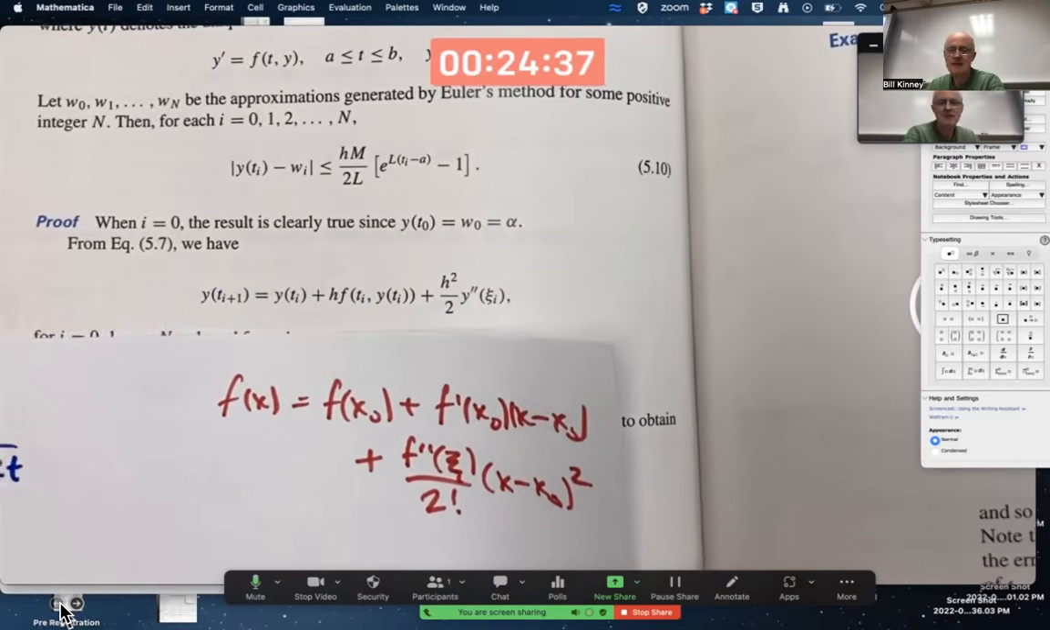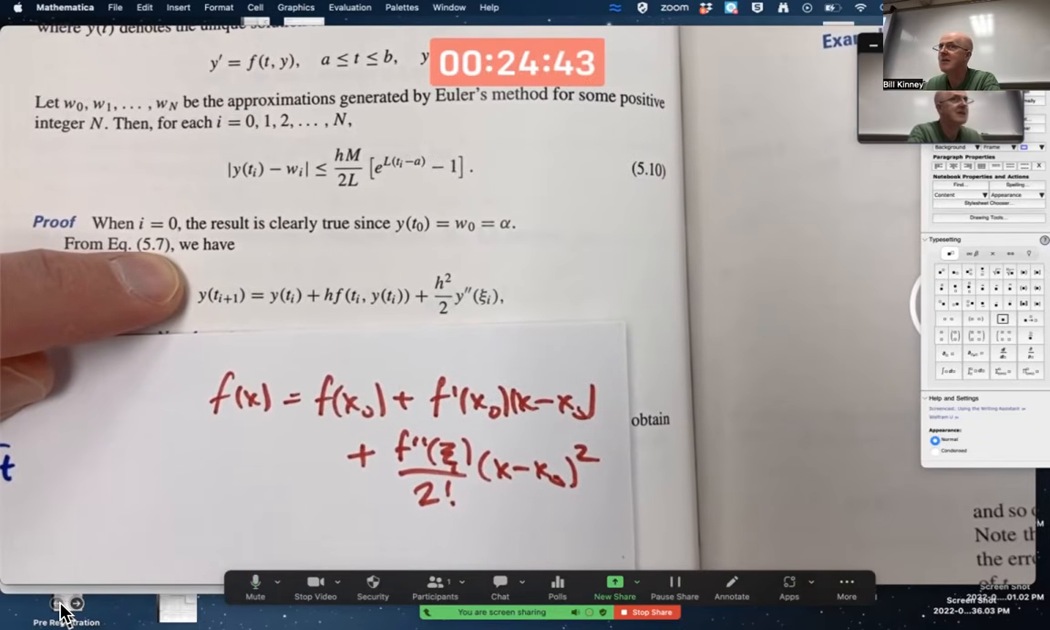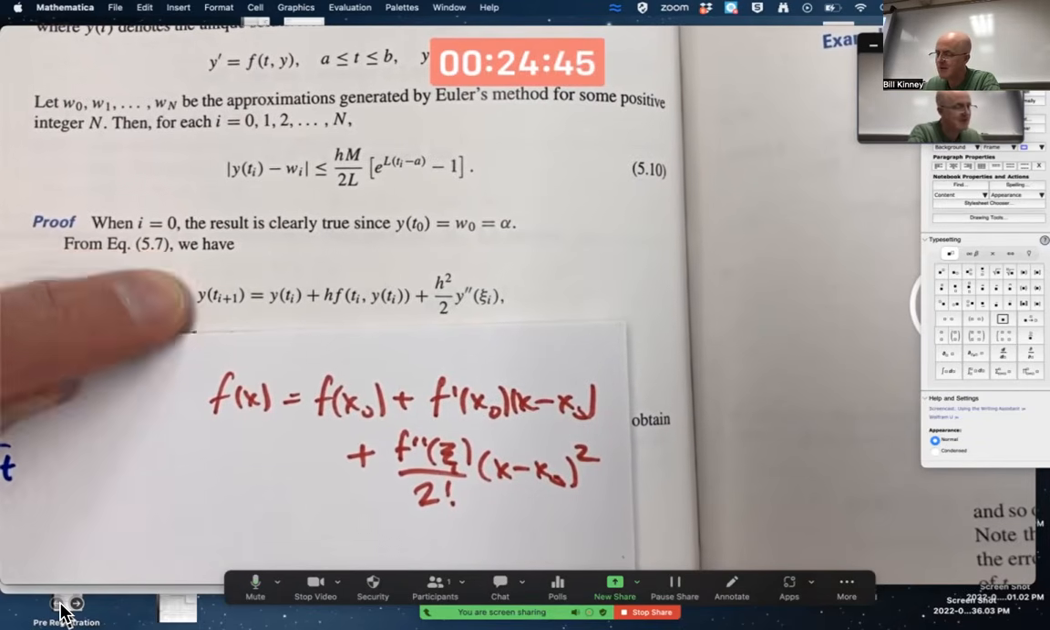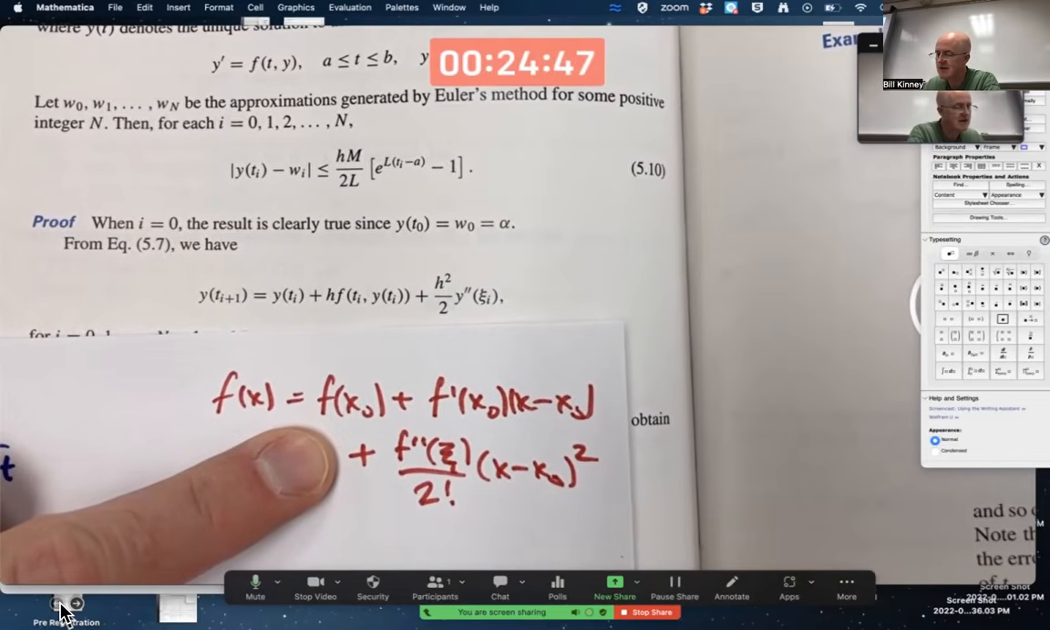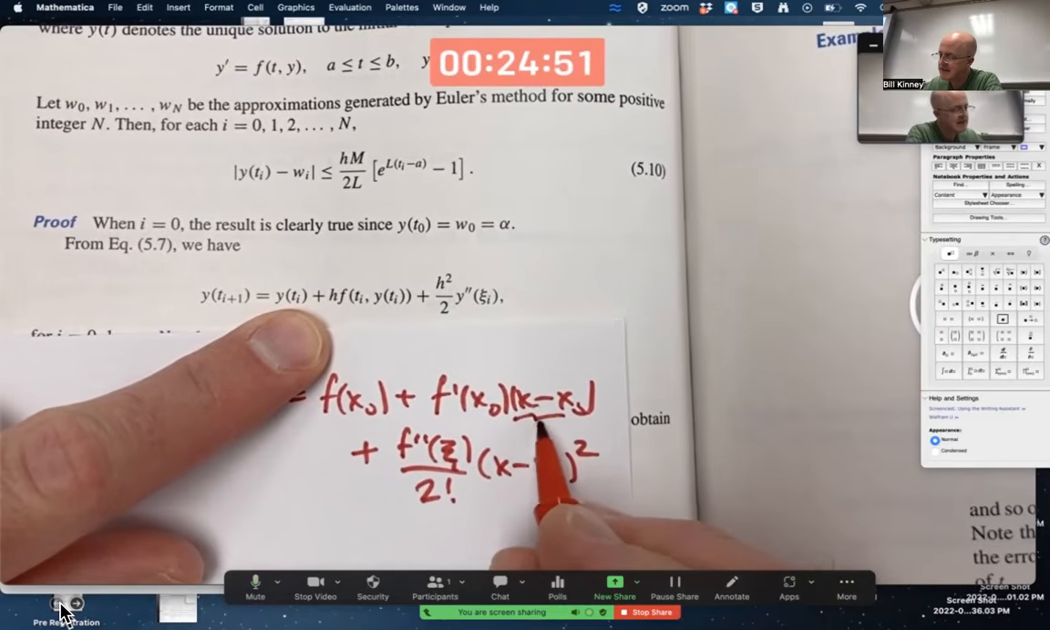That is effectively being used here, but with different notation. Instead of f of x, we have y of t. Y of t is like the f of x. Y of ti is like the f of x0. H, that's the same as this. That's the h.